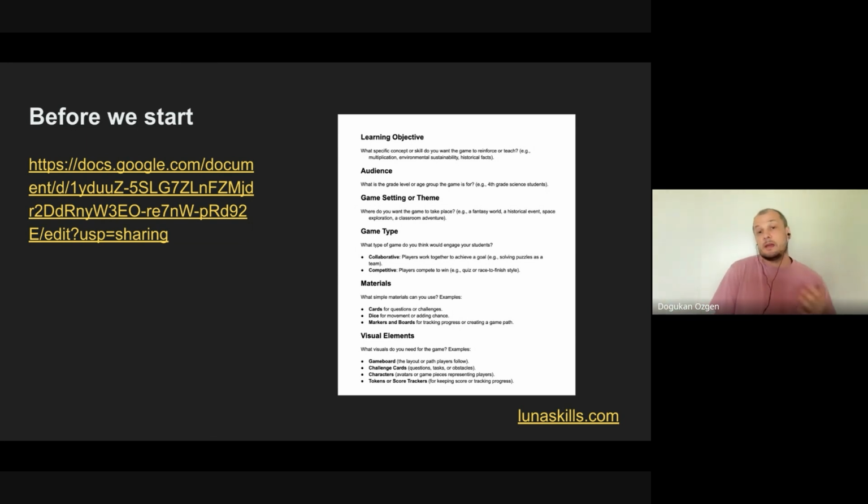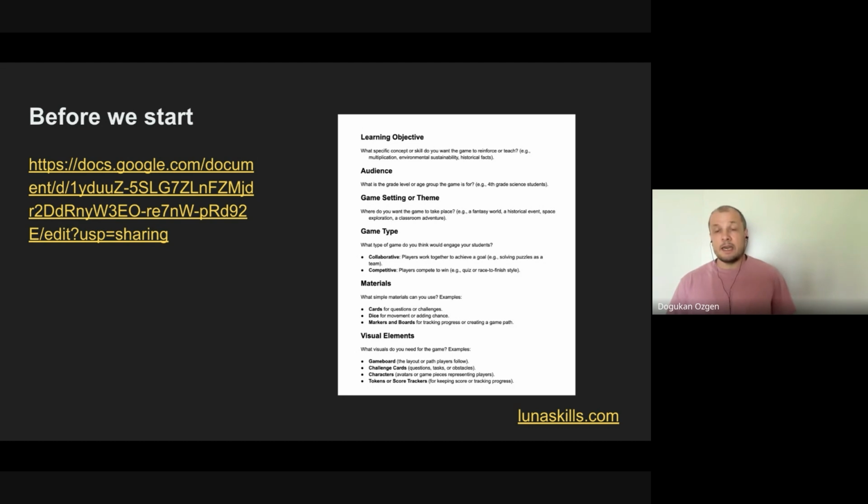And there's game type. Perhaps if you're not familiar with game design and development, there are two broad categories: collaborative and competitive. In collaborative games, players come together and solve a problem, and in competitive games, they race to the finish line. For the materials part, think of your own educational environment or your potential educational environment and mention the things you have access to: markers, paper, or other types of things. Those are the materials.